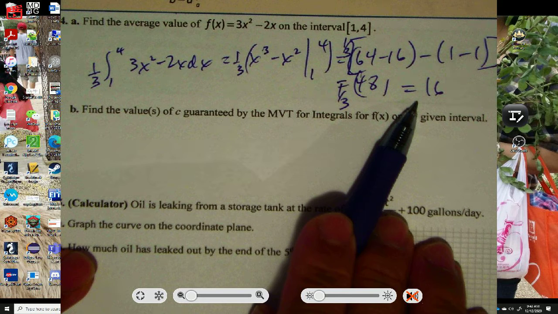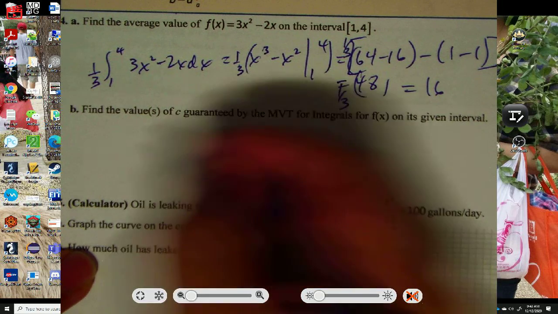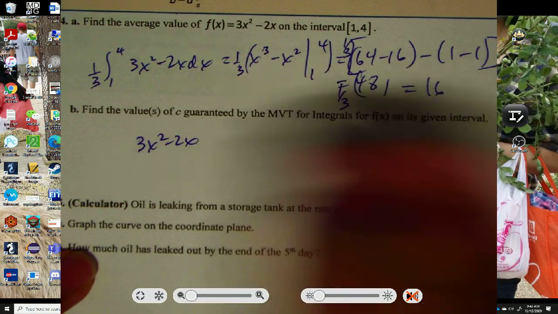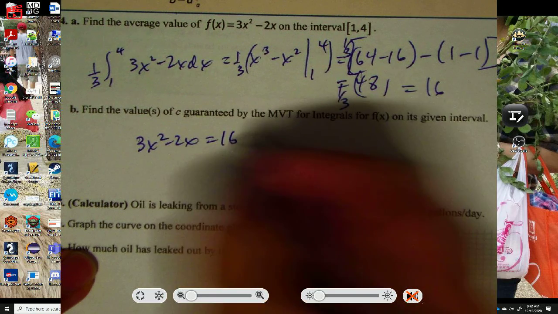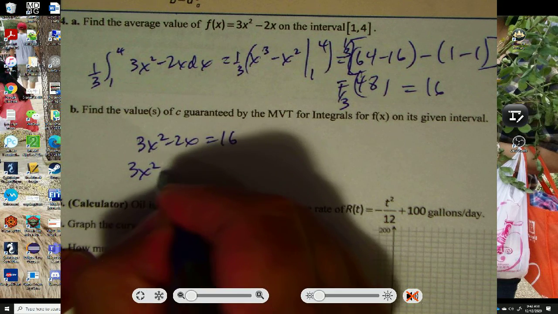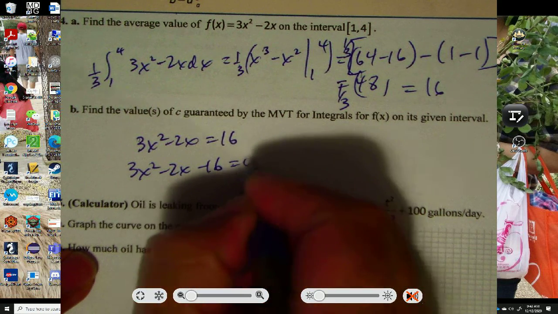Is that right? Yeah, we've got it equal to 16. So when is this function equal to 16? 3x squared minus 2x, when is that equal to 16? We're going back to the original function. So it's 3x squared minus 2x minus 16 equals 0.